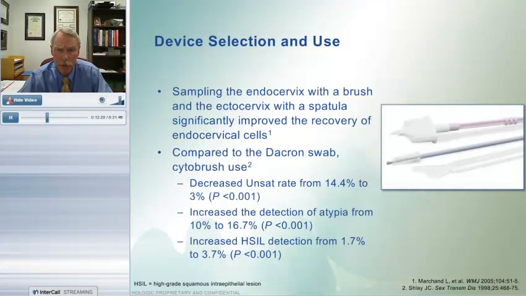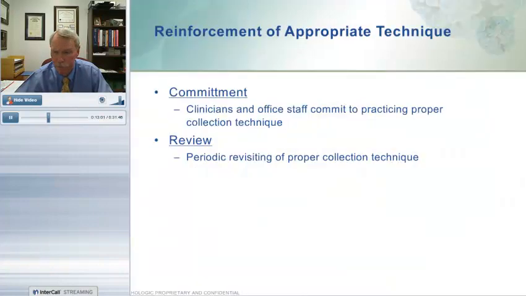Compared to a Dacron swab, the Cyto brush is probably a more useful collection device. The studies have shown a decrease in the unsatisfactory rate from 14% to 3%, an increase in the detection of atypia from 10% to nearly 17%, and an increase in the detection of high SIL changes from 1.7% to 3.7% using a collection device other than a Dacron swab.